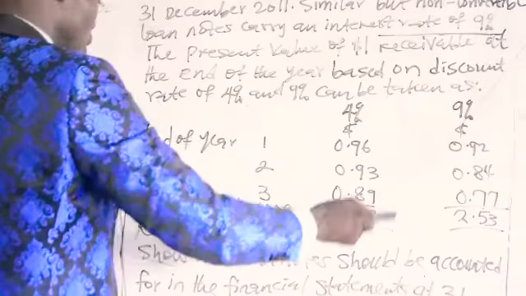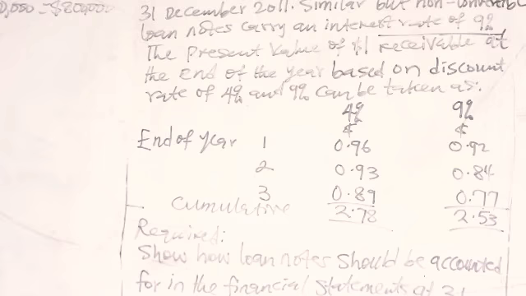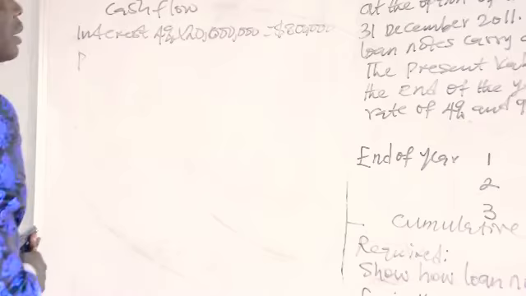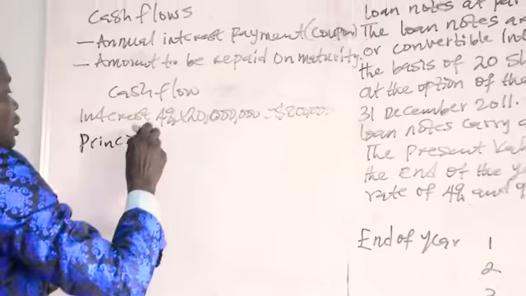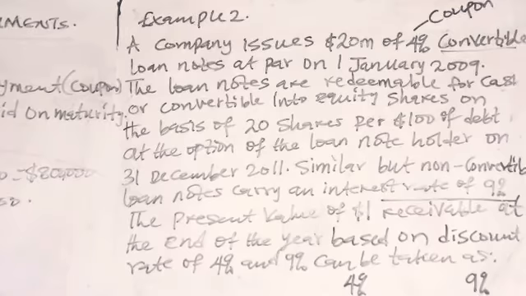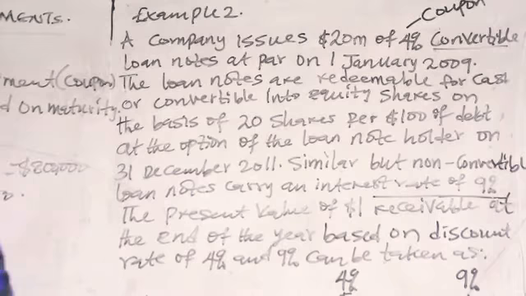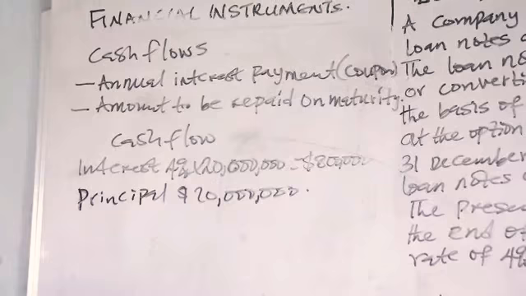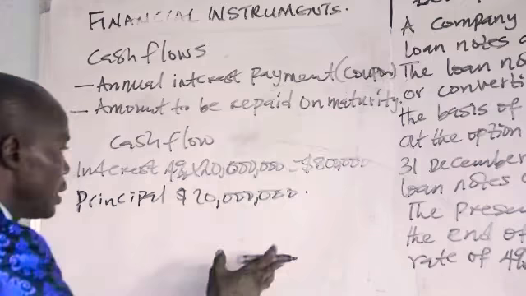So you have to show how the loan notes should be accounted for in financial statement at 31st December 2009. Now, how much will be repaid? The principal will be repaid at the end of the period or on maturity. The principal is 20 million. These are the cash flows associated with the convertible loan notes. I've told you that you discount these cash flows. When you discount them to get their present value, the result obtained will be the liability component.